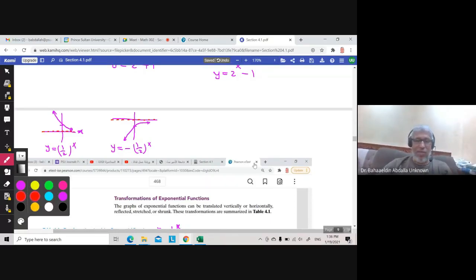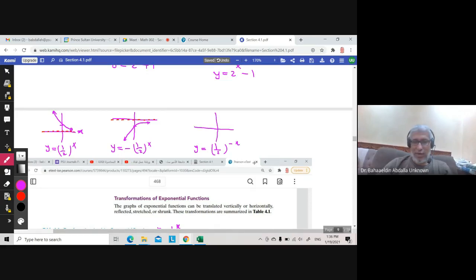Okay. What about if you multiply x by minus, negative x? Then you reflect the original graph, this graph, about the y-axis. Okay, about the y-axis. This is the y-axis, reflection about the y-axis, so the graph would be like this. Again, the asymptote is y equals 0.